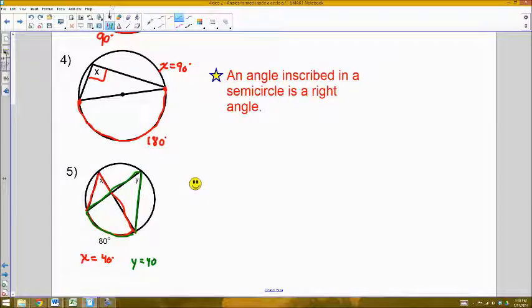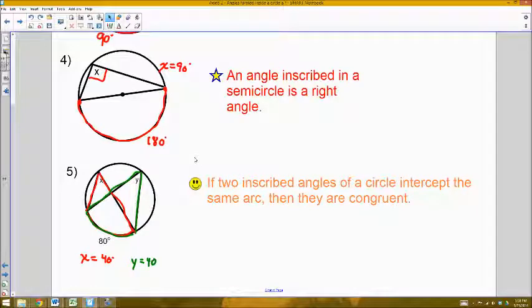In fact, in general, two inscribed angles of a circle which intercept the same arc will always be congruent or equivalent to each other. Notice that x and y are both 40, therefore x and y are congruent or equivalent. So in this specific situation, x is equal to y.